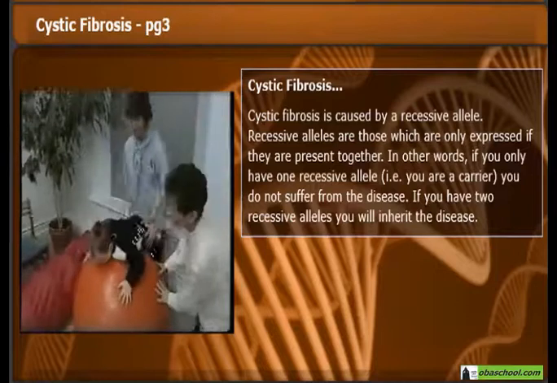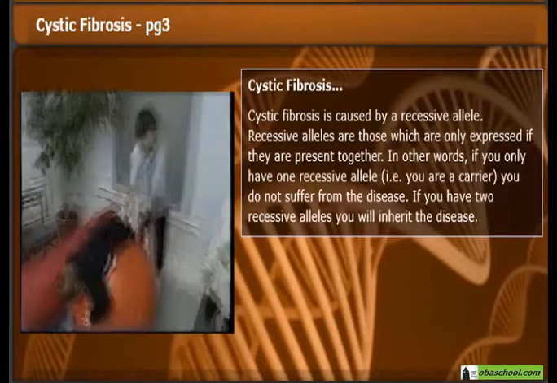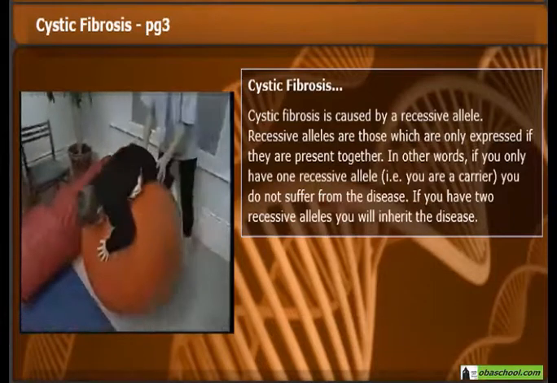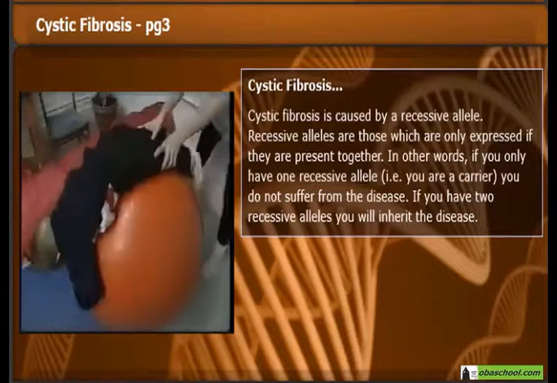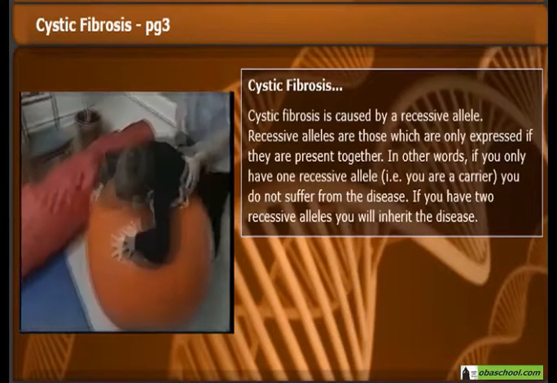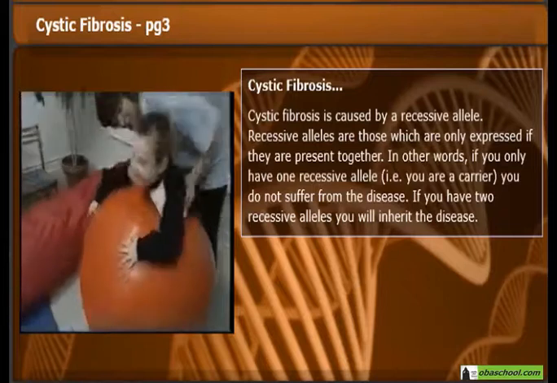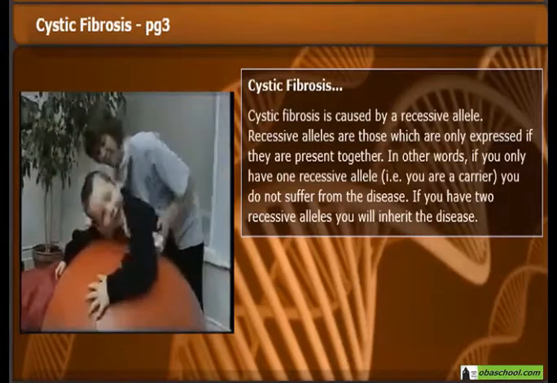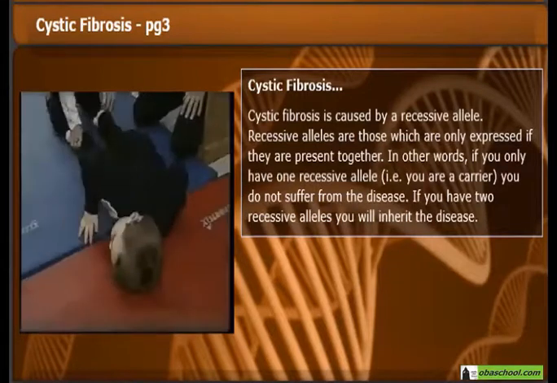Recessive alleles are those which are only expressed if they are present together. In other words, if you only have one recessive allele, i.e. you are a carrier, you do not suffer from the disease. If you have 2 recessive alleles, you will inherit the disease.